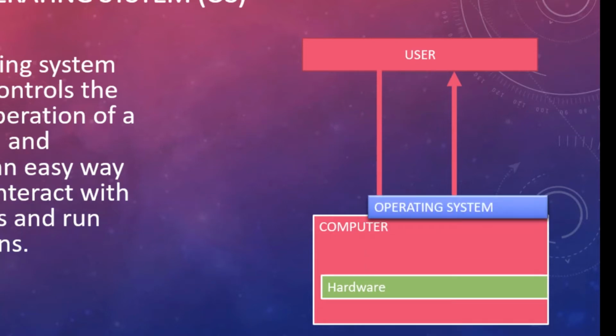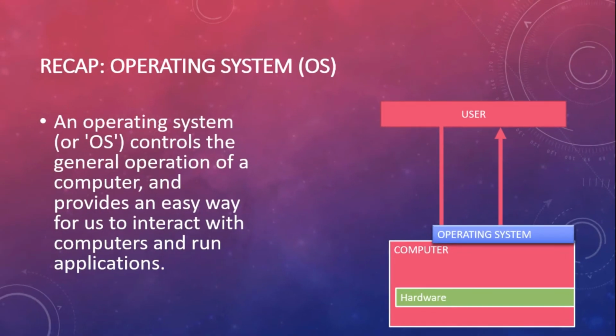Now, the operating system acts as an intermediate software which is installed on the computer to allow this communication to take place. This is why we say the OS controls the general operation of a computer and provides an easy way for us to interact with computers and run applications. All other application software are installed on the system software known as the operating system.